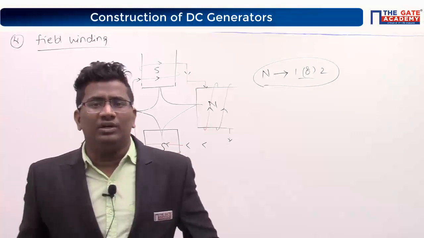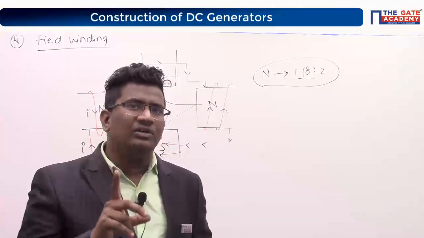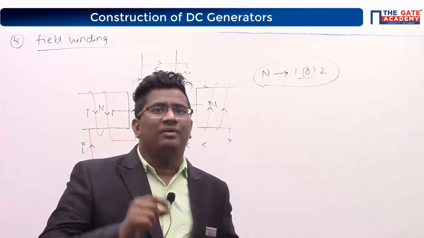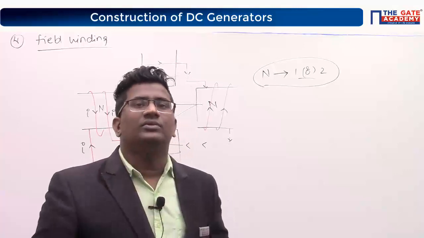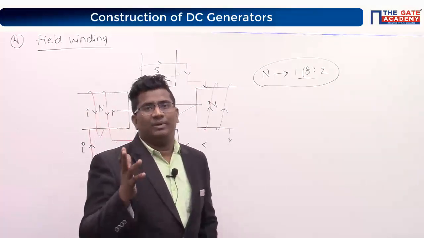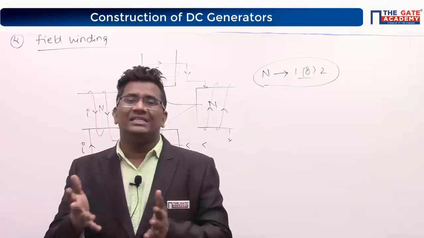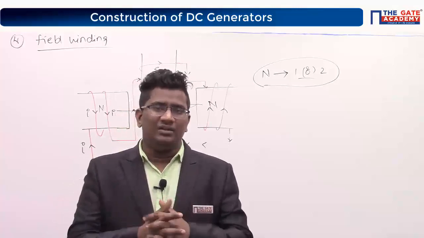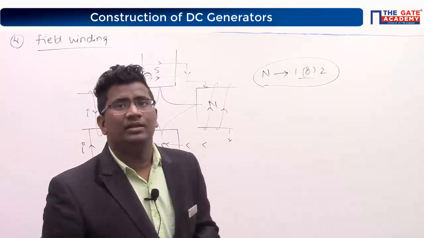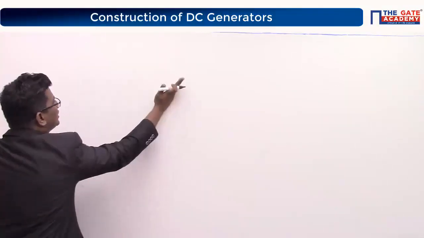Have you heard about reactance voltage ever before? Reactance voltage is because of this number of turns. How do we get that reactance voltage in a DC machine? That we will see very soon. I hope the field winding is clear. Okay, so shall we go ahead?